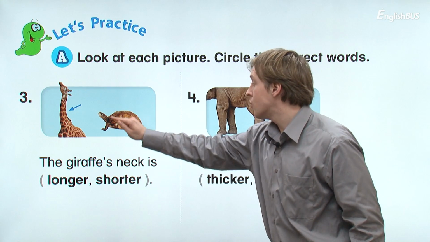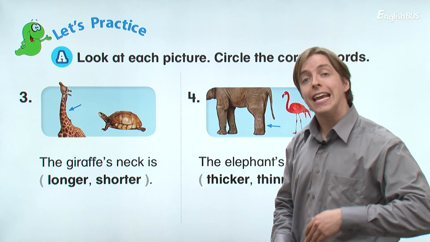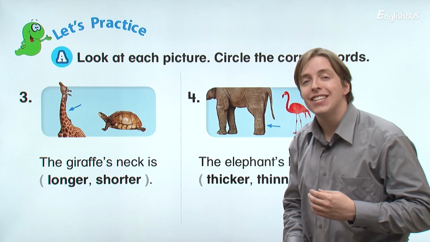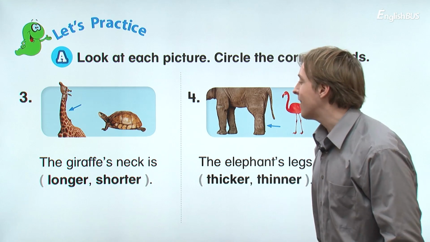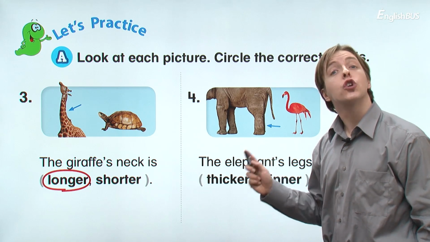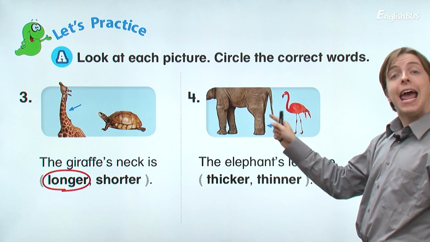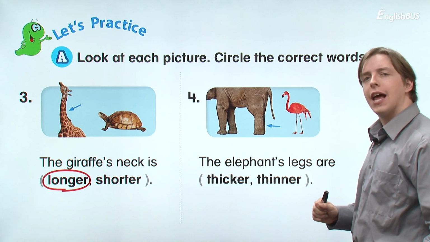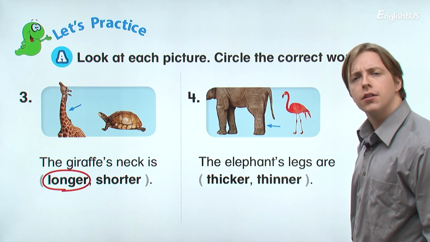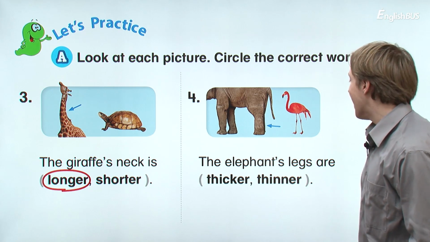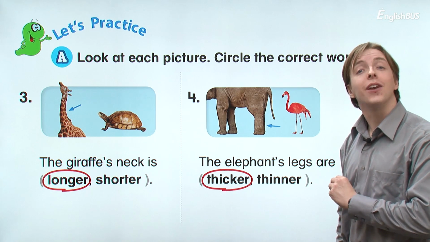So here we have, yes, the giraffe, not just the giraffe, the giraffe's neck is, the giraffe's neck is longer. The giraffe's neck is shorter. What do you think? That's it! The giraffe's neck is longer. The turtle's neck is shorter. The elephant's legs are, the elephant's legs are thicker, or the elephant's legs are thinner. Which one is it? Good. The elephant's legs are thicker. The flamingo's legs are thinner.